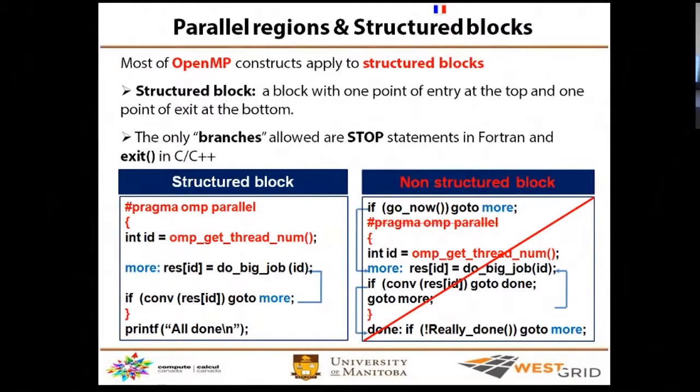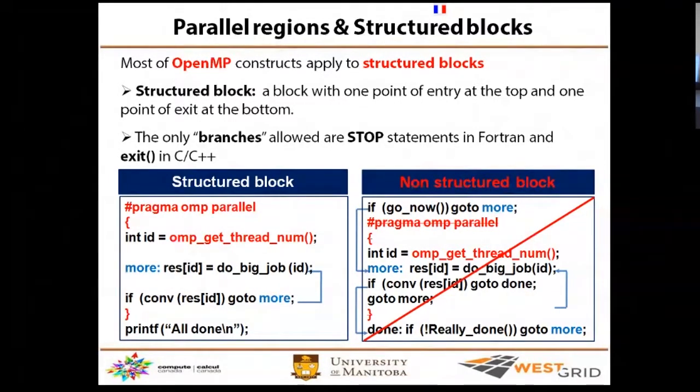So to have OpenMP, you need a very structured block. For example, you have one point of entry and one point of exit, like the first figure. In this case, it's possible to implement OpenMP. Just add #pragma omp parallel. This is the code in C, and you already have your parallel program.